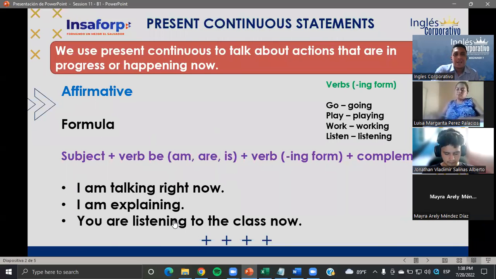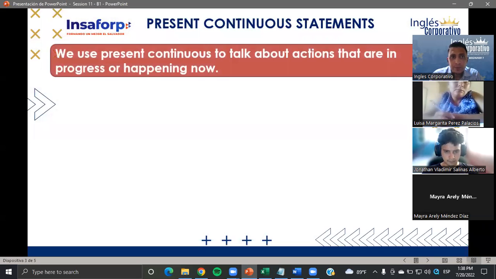Okay. Let's continue. This is affirmative. Now, I want to give you the negative form. Remember, we use the present continuous to talk about actions that are in progress or happening now, right? So I can see that Linda and Mariana sent some examples, right?